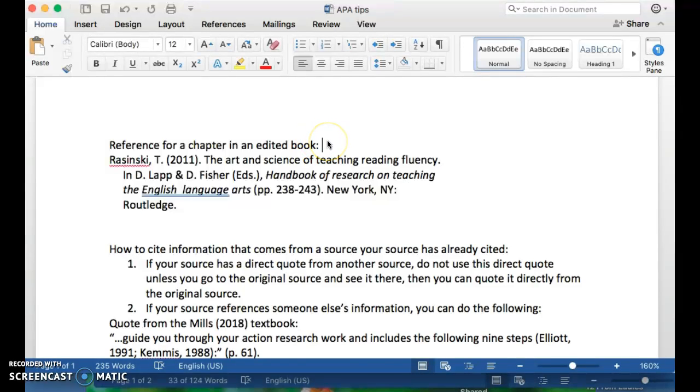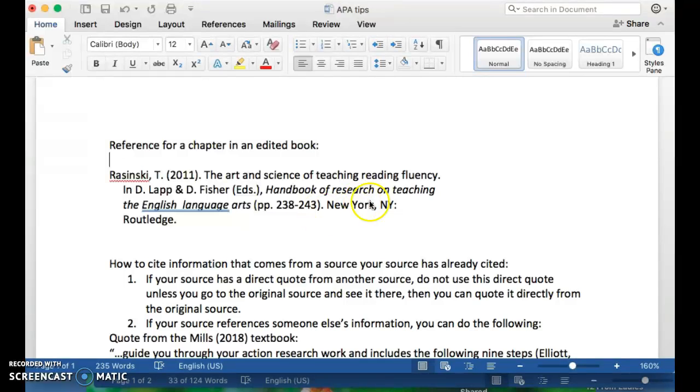You can look up here at the top. This is from the Handbook of Research on Teaching English Language Arts, and Lapp and Fisher are the editors, but the author of the chapter that you might be using is Timothy Rosinski. So you cite that with the last name and the first initial, the year of the publication, and then the title of the chapter. And the title of the chapter follows the capitalization rules, so you only capitalize the first word in this case. Then you give the editor's names.